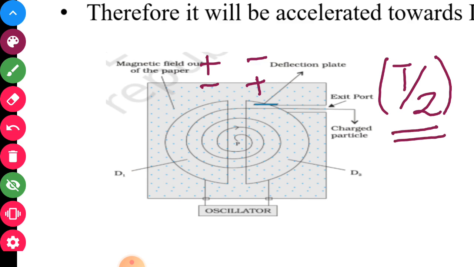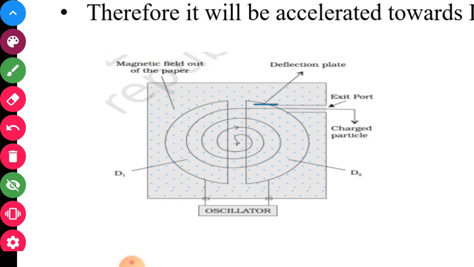If you take the total time interval to become negative again, say first this D1 was negative, then positive, then what will happen after T by 2? This becomes positive, then becomes negative, and after a time T, again this becomes negative and this becomes positive. So the whole cycle is over. So negative to negative takes time, that is capital T. So after time T by 2, this negative becomes positive, then positive again becomes negative.